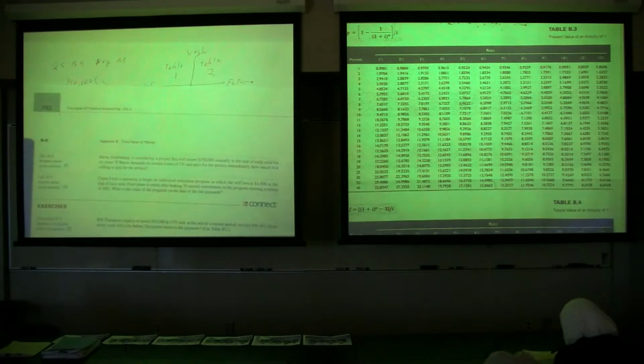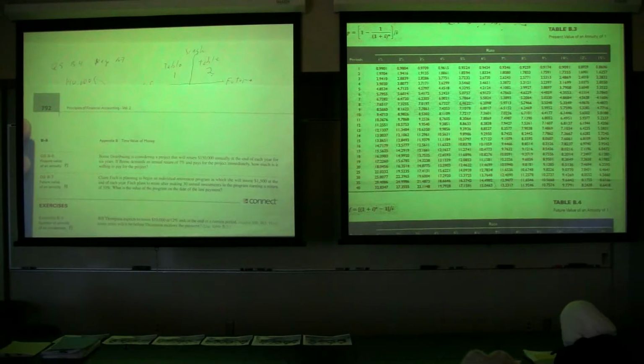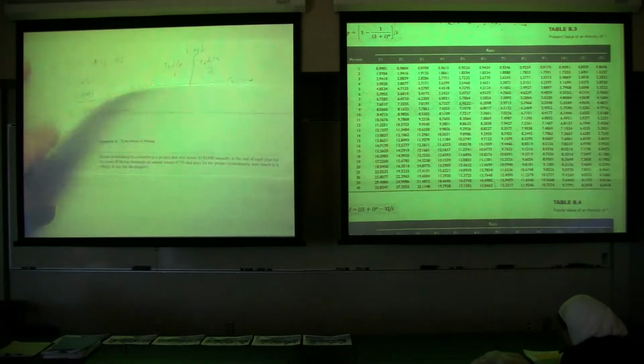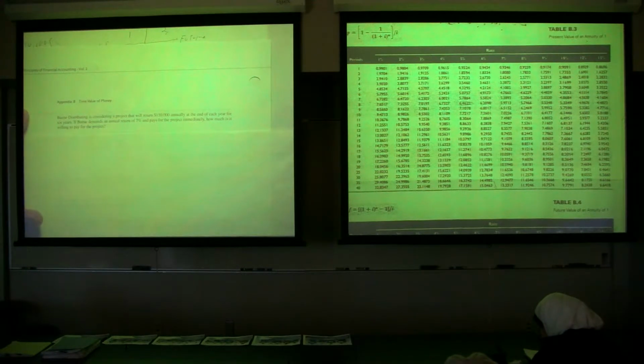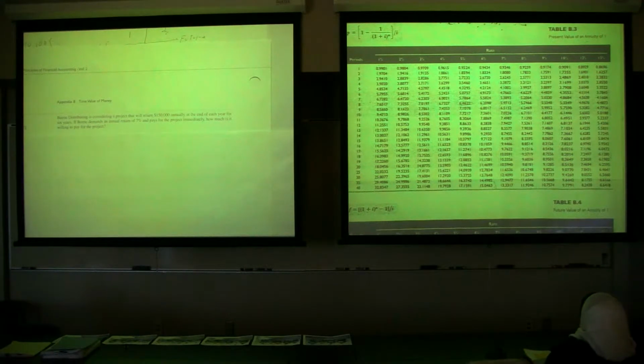So here's how it reads. B6, right? Yep. All right, so what it says is, Byrne Distributing is considering a project that will return $150,000 annually, at the end of each year for 6 years. If Byrne's demands an annual return of 7% and pays for the project immediately, how much is it willing to pay for the project?